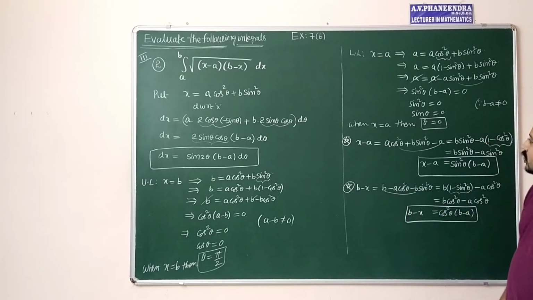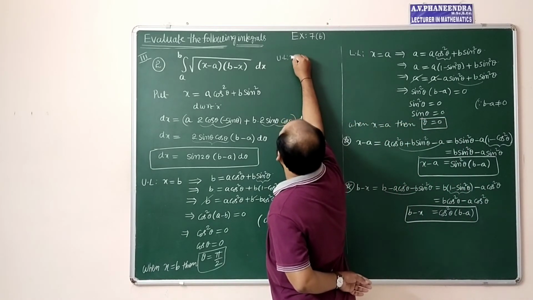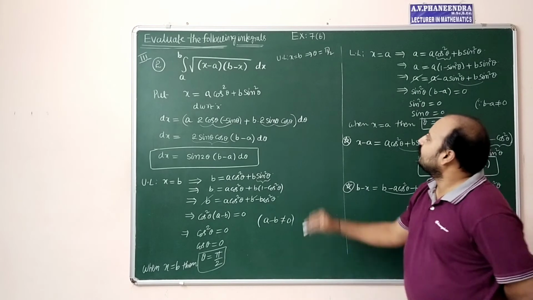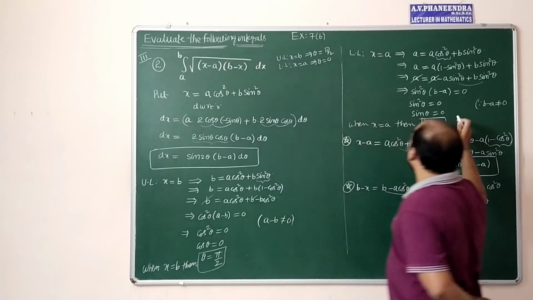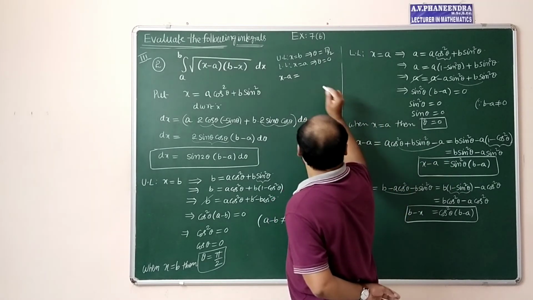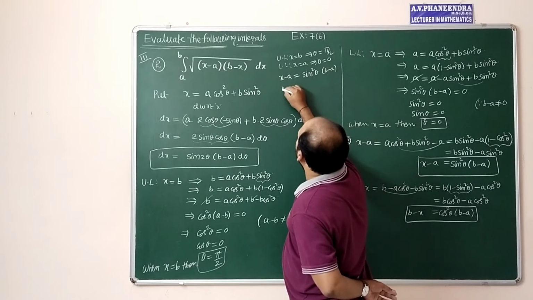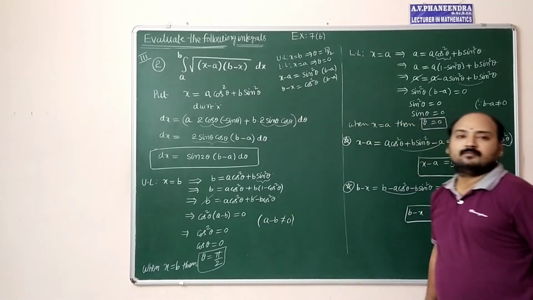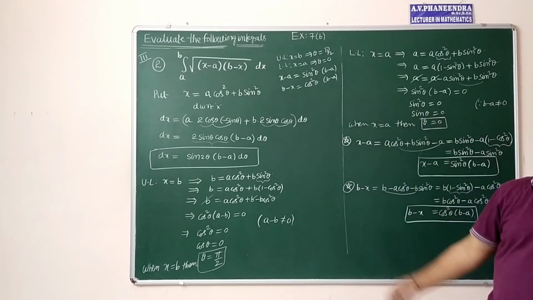Limits also will be changed, upper limit and lower limit. Upper limit: when x is equal to b, theta equals pi by 2. And lower limit: when x is equal to a, theta equals 0. We got it. And including the values, x minus a equal to sin square theta into b minus a, and b minus x is equal to cos square theta into b minus a. Still it is there. After rubbing the board, these values won't be available, that is the reason I am writing them there.